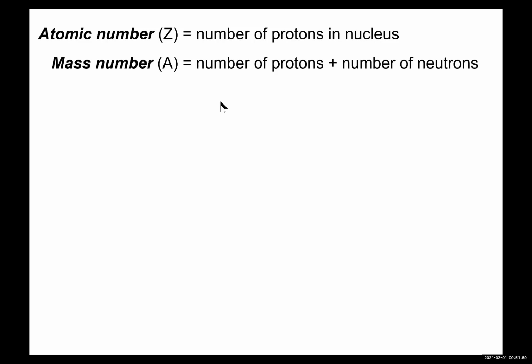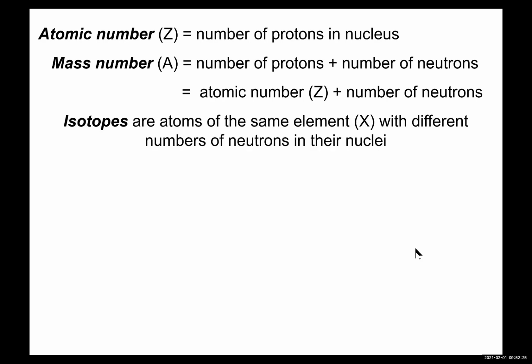I'm sorry, I think I got upset that the PowerPoint got frozen and now I keep making errors. So mass number, one more time, is the number of protons and the number of neutrons. We show mass number with A, and atomic number, just to confuse you, with Z. So can I say that mass number is the total number of the protons and neutrons?